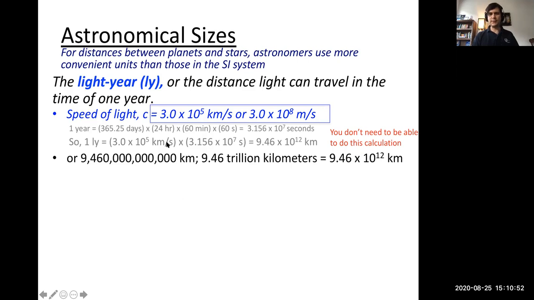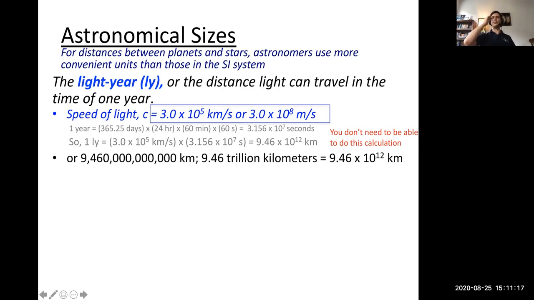In 1 day, there's 24 hours. In 1 hour, there's 60 minutes. And in 1 minute, there's 60 seconds. Multiply, multiply, multiply, multiply. You get about 3.156 times 10 to the 7 seconds. And that's how many seconds there are in a year. Now, I know that light travels 300,000 kilometers every second. There's this many seconds in the year. That gives me a distance in 1 year.